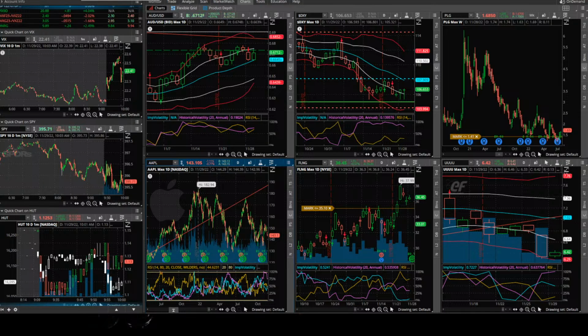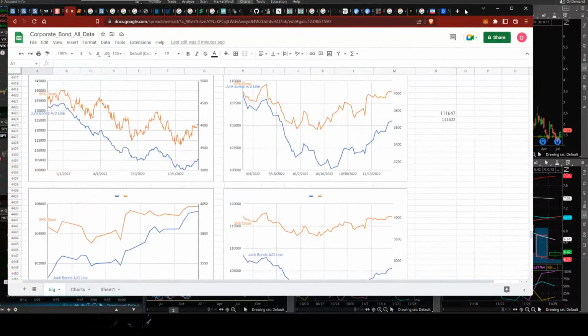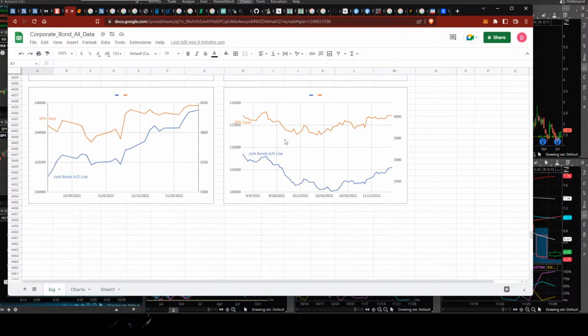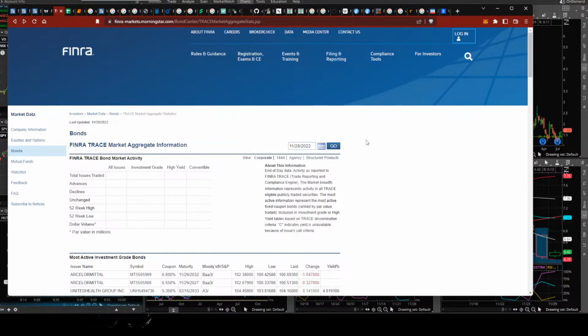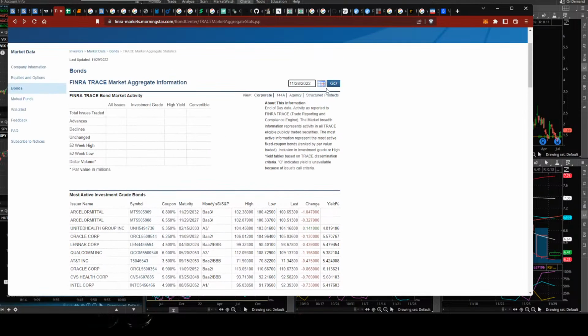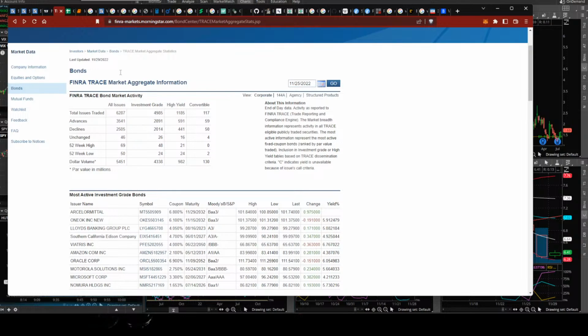Let's just take a look at our junk bonds ADL. This is right here, our junk bonds ADL line. We were not able to update this today because the site is down. This is where I get the junk bonds information from. You can actually get it yourself. They don't have it for today, but let's look at the past business day. So what we're looking at is the high yield portion. Okay, high yield, this is what we call the junk bonds right here.